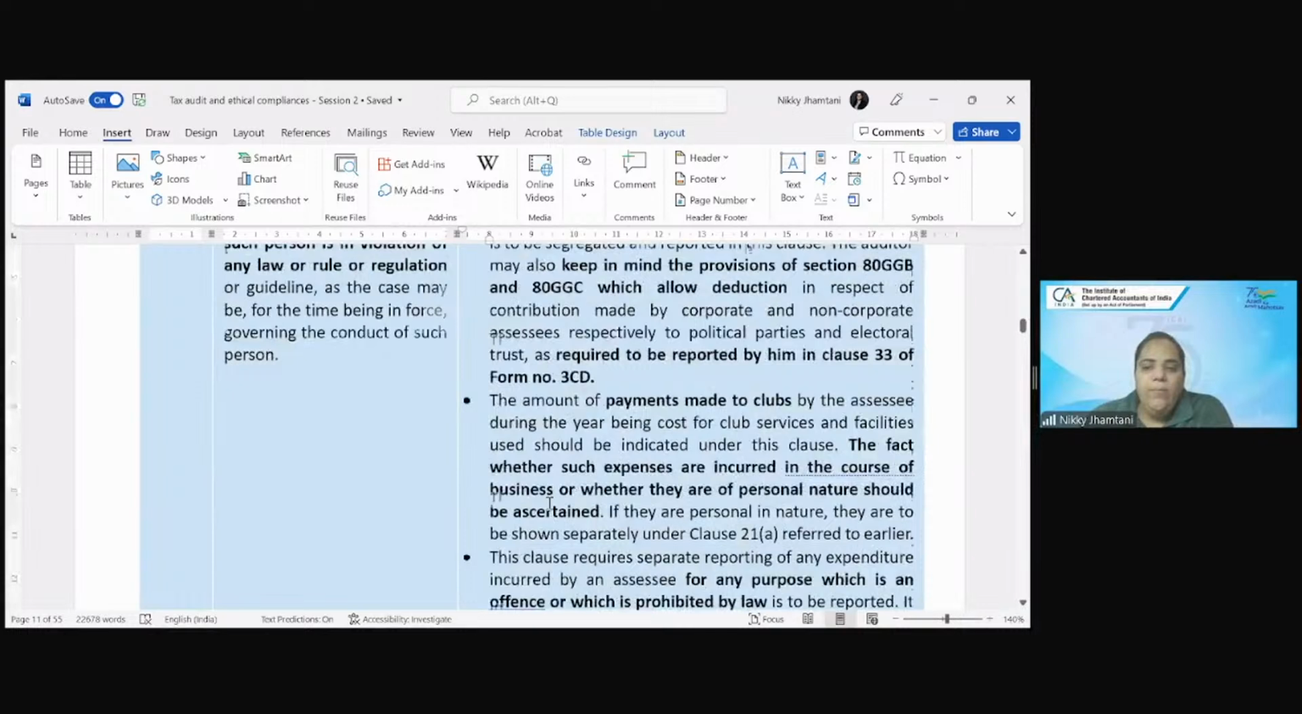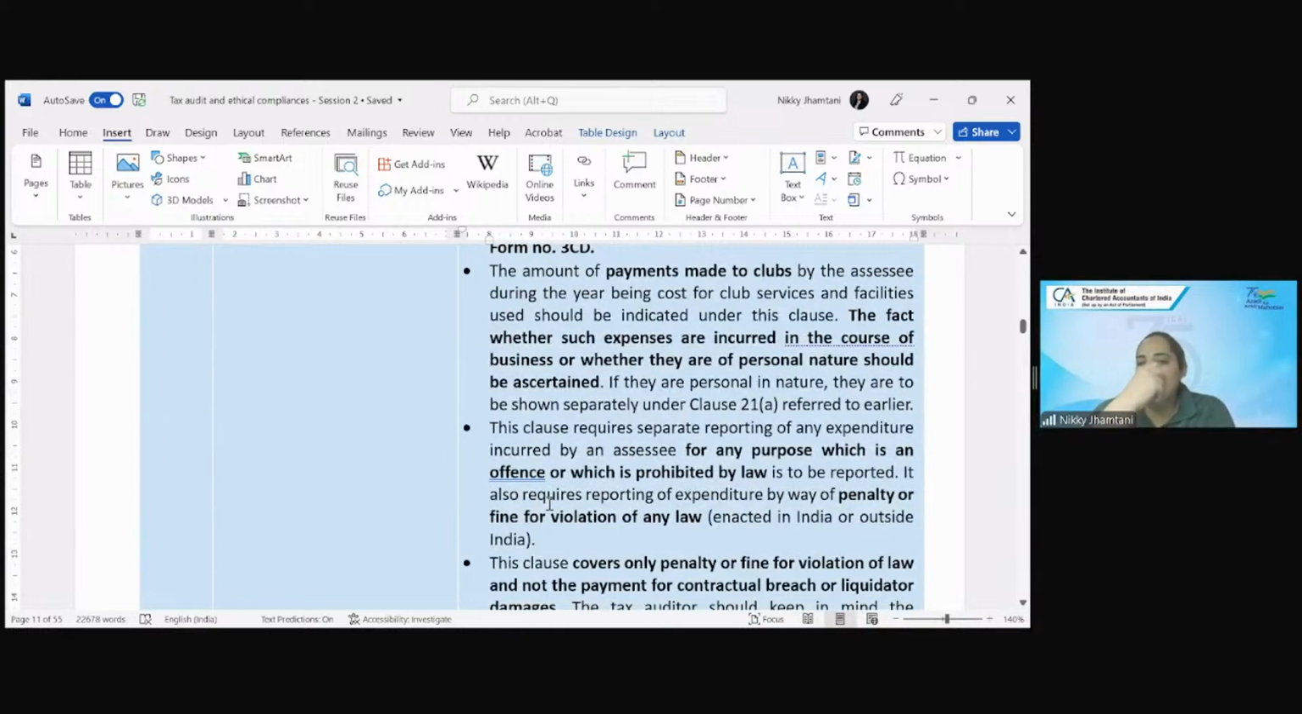The amount of payments made to clubs by the assessee during the year, being the cost for club services and facilities used, should be indicated under this clause. The fact whether such expenses are incurred in the course of business or whether they are of personal nature should be ascertained. If they are personal in nature, they are to be shown separately under clause 21A referred to earlier. This clause requires separate reporting of any expenditure incurred by an assessee for any purpose which is an offense or which is prohibited by law.